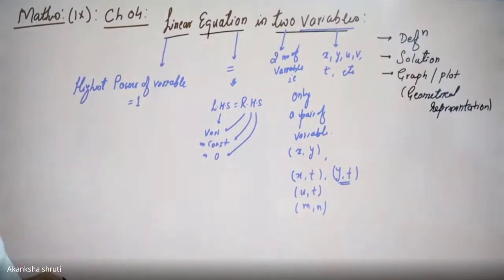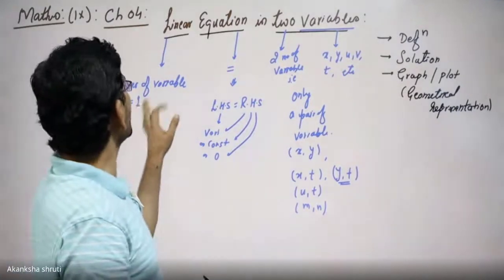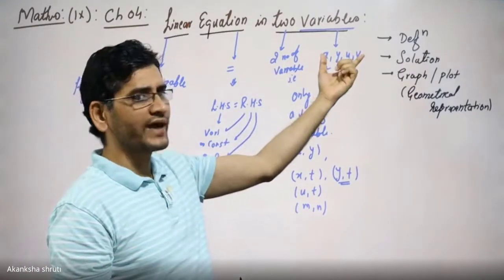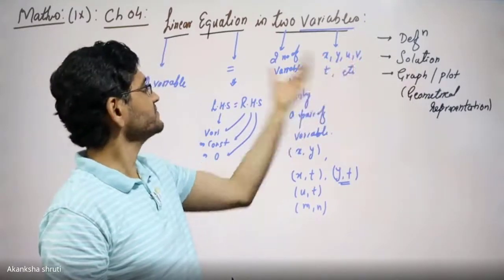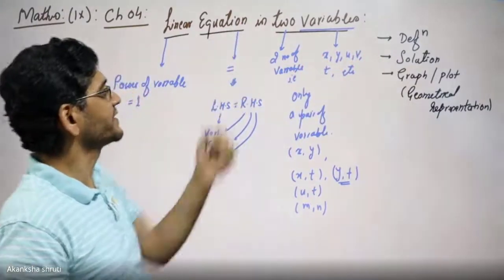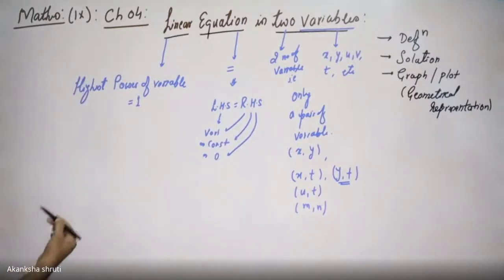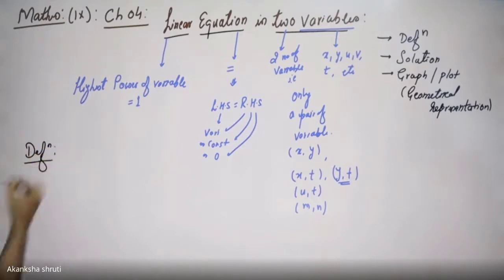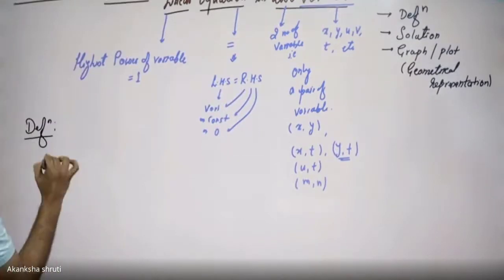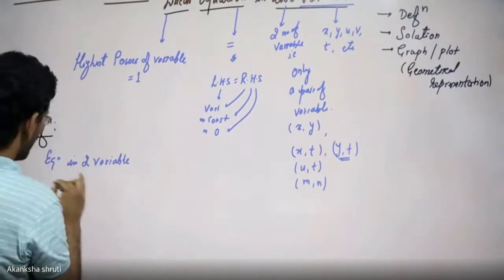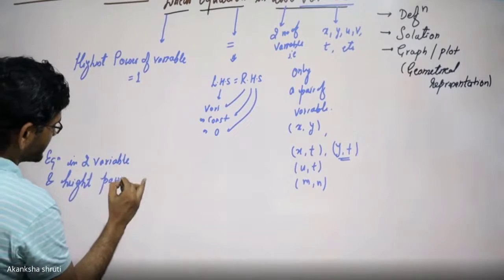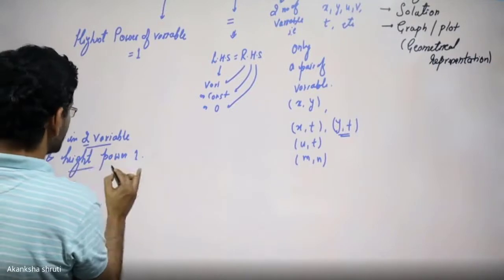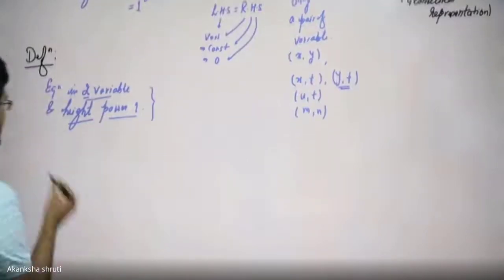So the equation which satisfies this condition, that the highest power of the variable must be one, and there must be only two variables, there cannot be three variables, and there must be an equal sign, is called a linear equation in two variables. So how do we identify it, or what is the definition? Very simple, students. An equation in two variables where the highest power of the variable is one is called a linear equation in two variables.